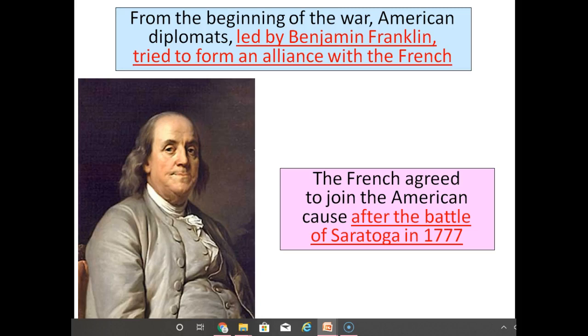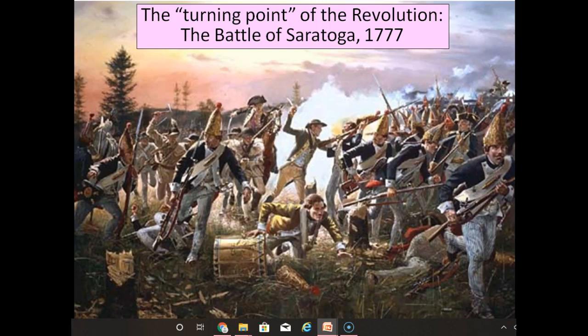The Battle of Saratoga was a turning point. After losing the majority of the battles in 1776 and 1777, we finally won a battle in 1777, the Battle of Saratoga, which allowed the French to join us. This battle was known as the turning point of the Revolution.